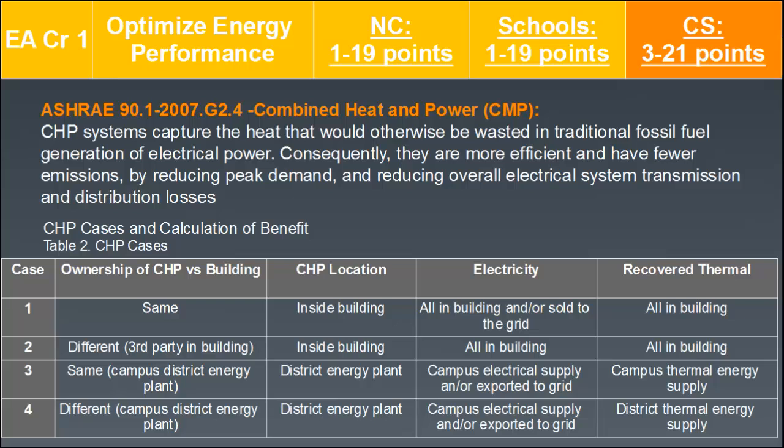ASHRAE 90.1 G2.4 addresses combined heat and power. Those systems capture the heat that would otherwise be wasted in traditional fossil fuel generation of electrical power. Therefore, they are more efficient and have fewer emissions by reducing peak demand and reducing overall electrical system transmission and distribution losses. So LEED does take this into consideration. There are 4 different cases that are established. You should review this table, but it does not need to be memorized.